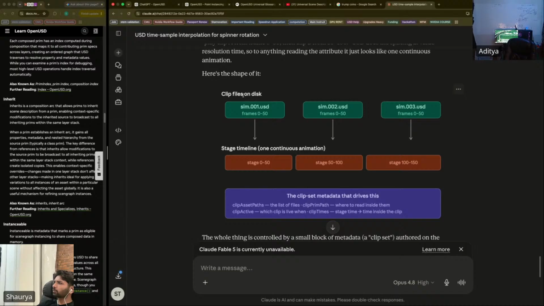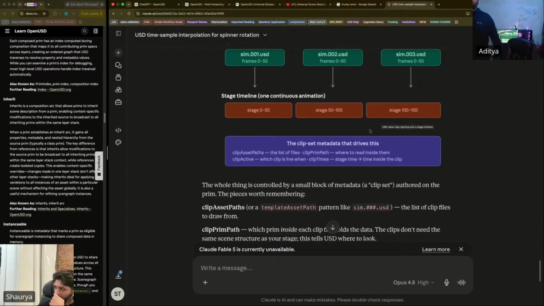So, okay, here's the shape of it. Clip files on disk: sim001.usd, frame 0 to 50. I see. The clip metadata that drives this: clip asset paths, the list of files; clip prim path, where to read inside them; clip active, which clip is live when; clip times, stage time to time inside the clip. Okay.